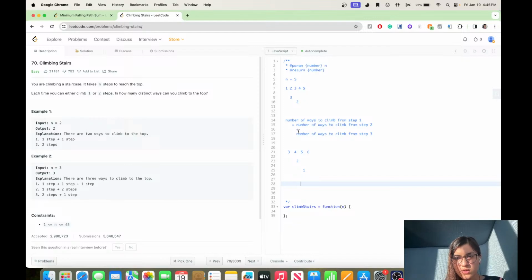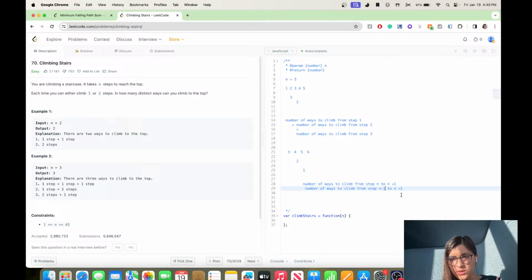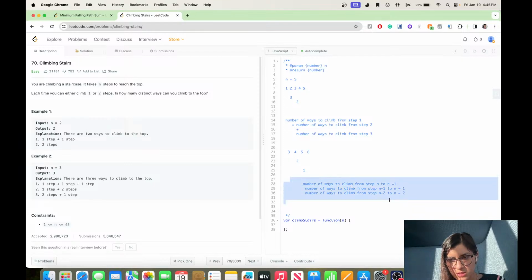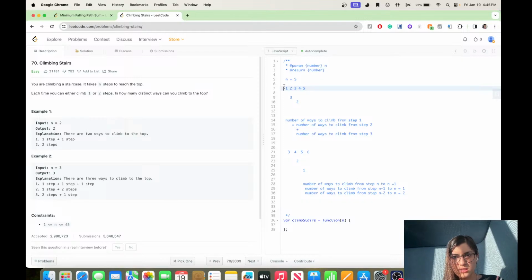The number of ways to climb from step n to n will always be equal to 1, and the number of ways from n minus 1 to n will be equal to 1, and the number of ways from n minus 2 to n will be 2, right? Because I can either go from here and then, yeah. So if I have this information, then I just need to step backwards, isn't it? Up to 1.